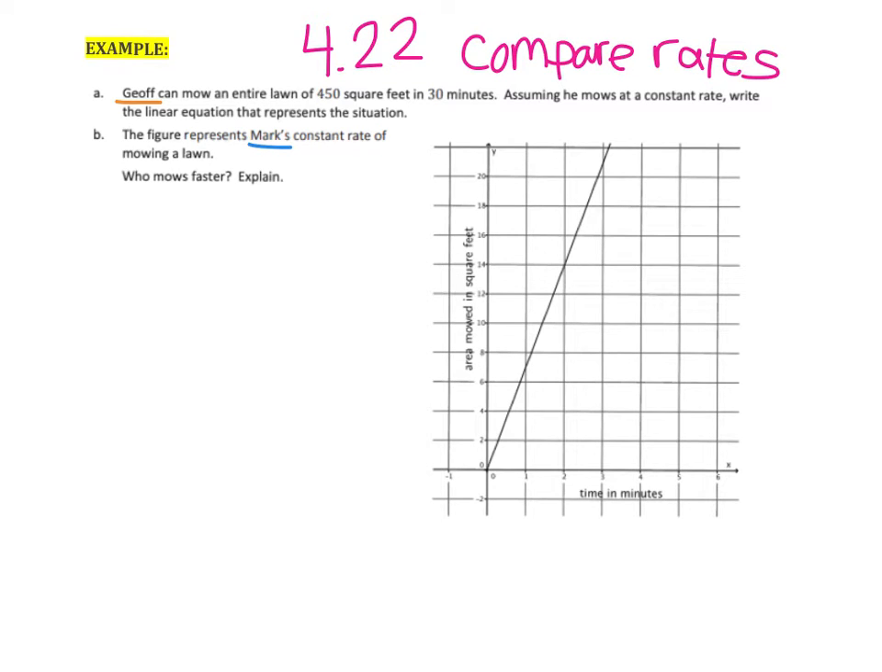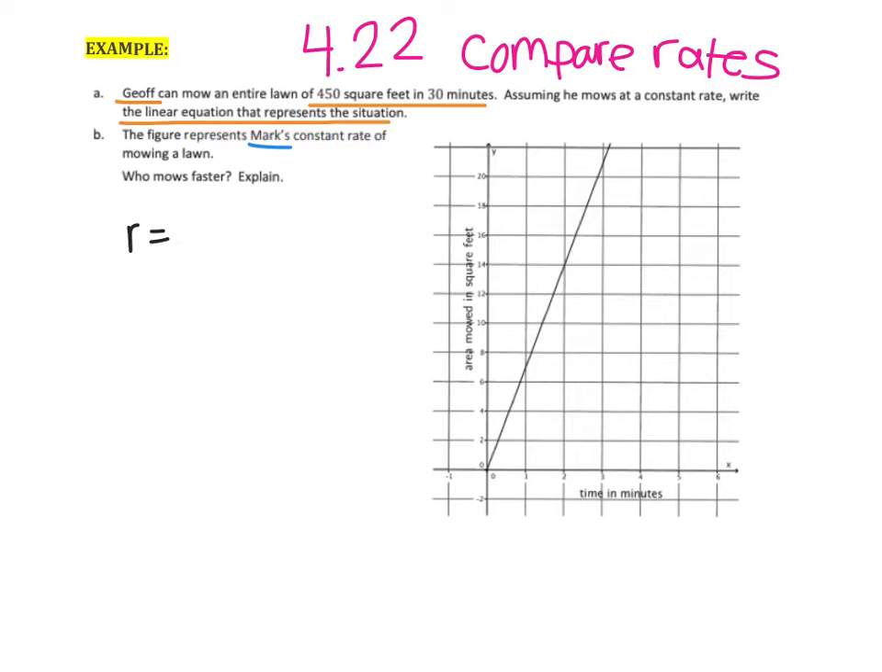It says, Jeff can mow an entire lawn of 450 square feet in 30 minutes. Assuming he mows at a constant rate, write the linear equation that represents the situation. Let's read about Mark. The figure represents Mark's constant rate of mowing a lawn. Who mows faster? So this is a multi-step problem. We need to find Jeff's equation, and then we need to compare Jeff and Mark.